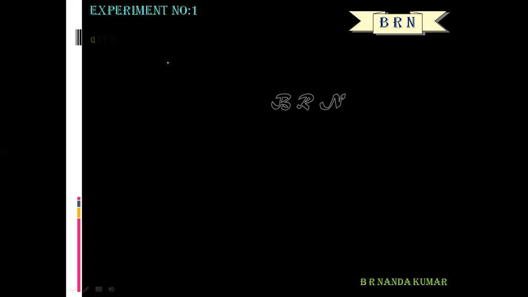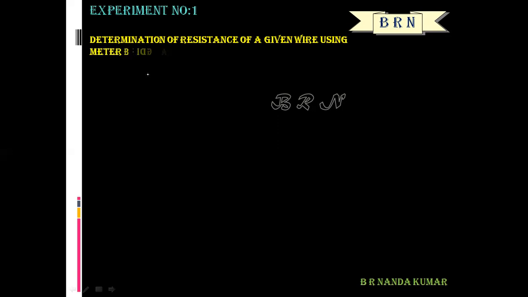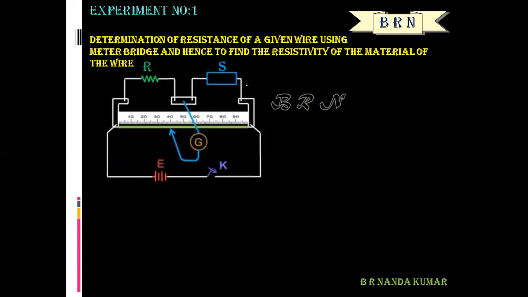This is experiment number 1. The aim of the experiment is the determination of resistance of a given wire using a meter bridge, and hence to find the resistivity of the material of the wire.